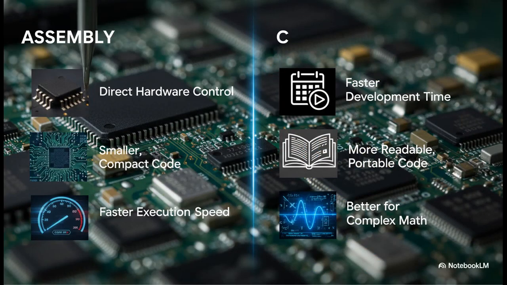So let's put it all side by side. On one hand, you have assembly. It gives you raw speed, super compact code, and total control. It's perfect for those times when every single microsecond and every single byte of memory is critical. On the other hand, you have C. It's all about faster development, code that's way easier to read and maintain, and it's definitely the better choice if your project involves a lot of complex math.